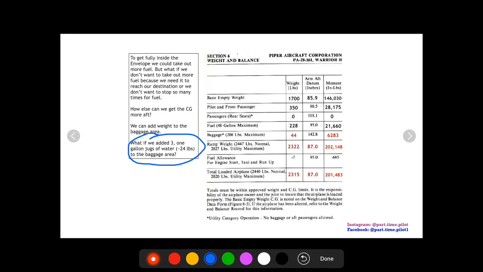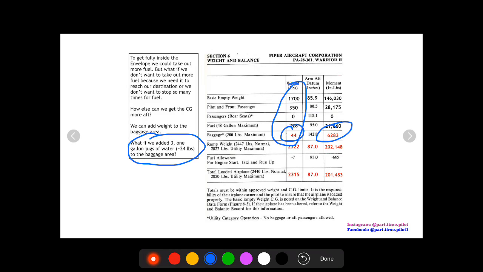Okay, so 3 gallons of water is about 24 pounds. Water is always good to have. So what if we just added 3 gallons of water and put it in the baggage area? So that would be 24 pounds. So now we have 44 pounds in our baggage. We multiply that by the arm to get our new baggage moment.